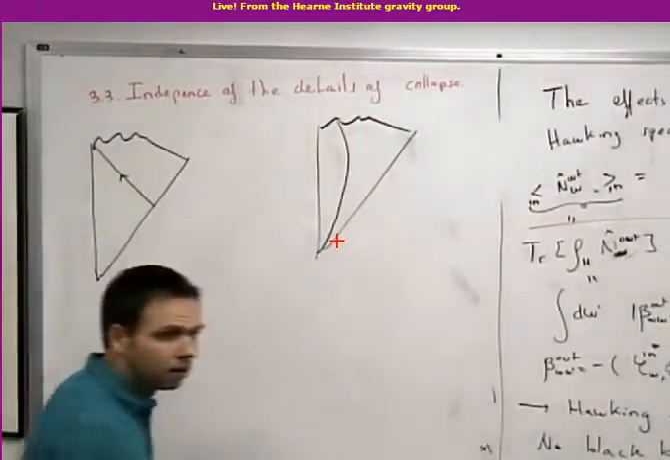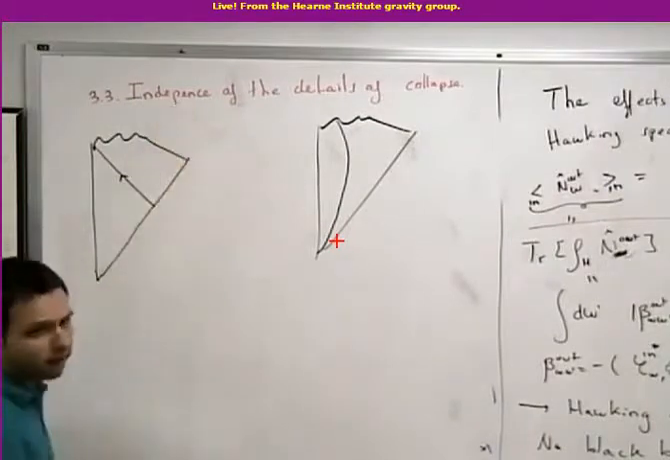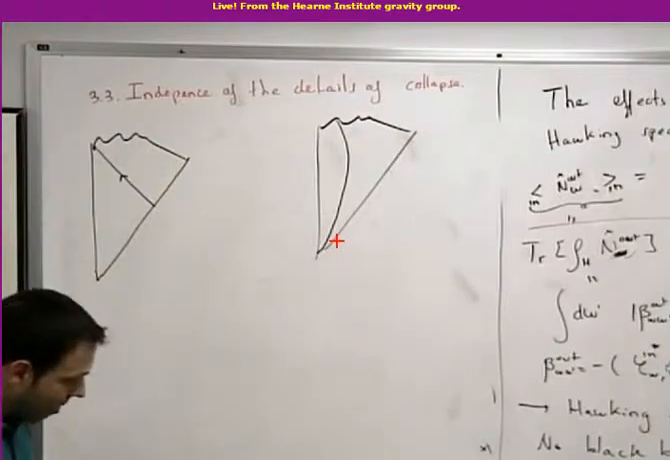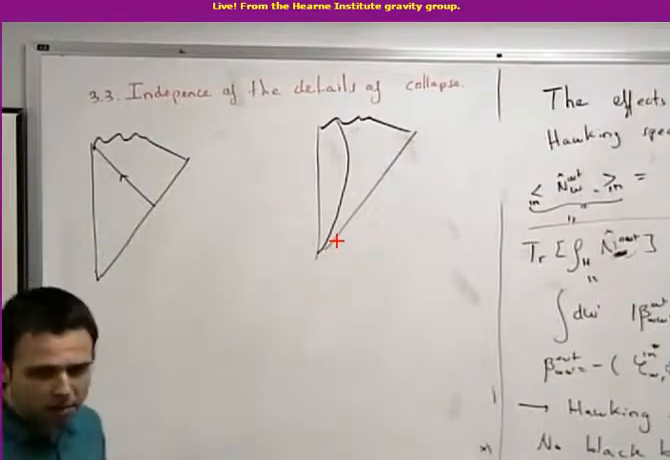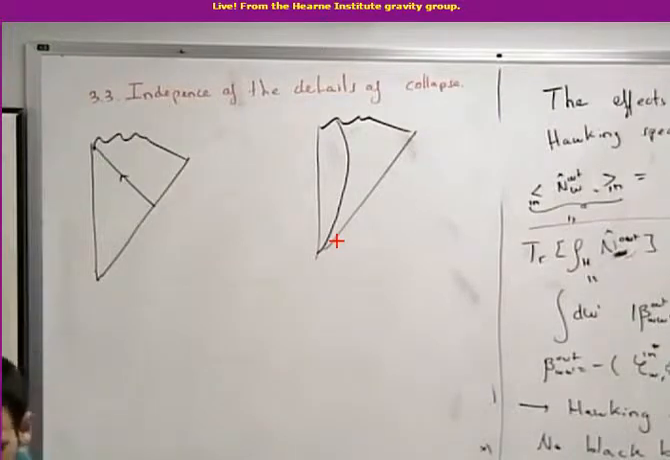Is the final result going to depend crucially on how the black hole is formed? The answer is no. This is why you write it as independent. Otherwise, it would be something different. I can tell you quickly what the physical reason is for that which Hawking used, and also what the mathematical reason is.